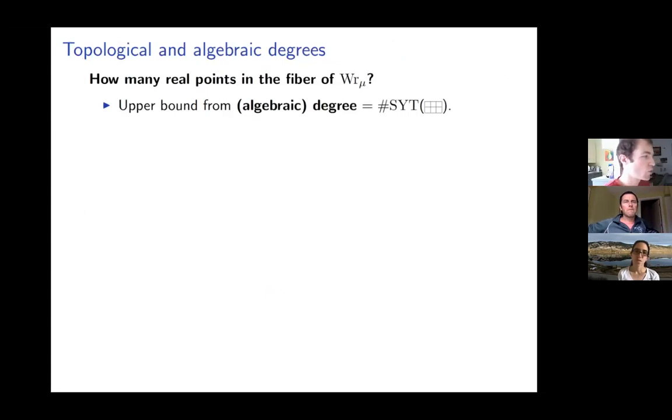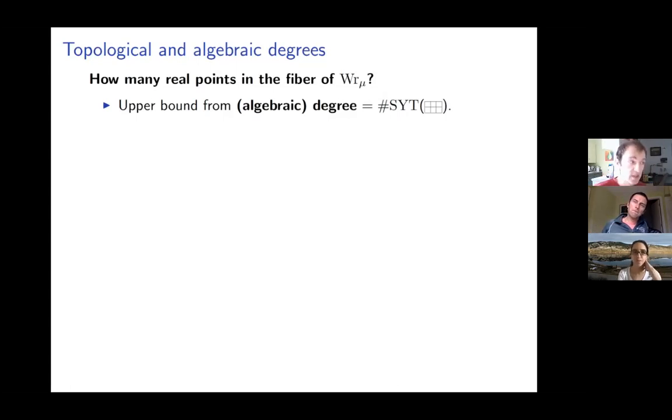Cool. So here's the question we want to answer. How many real points are there in the fiber? And it turns out that in general, they will not all be real anymore. That was really special for the Shapiro conjecture. So there's just going to be an upper bound and a lower bound.